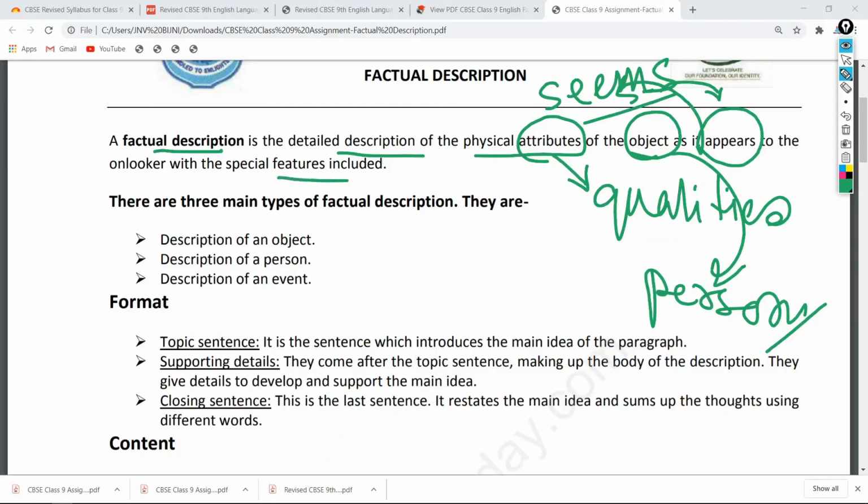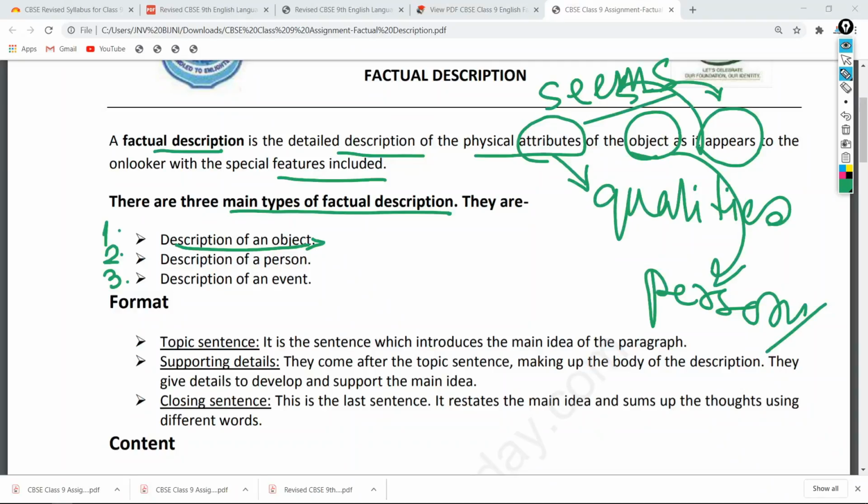With the special features included, there are three main types of factual description. You have to know those types very well. So there are three types, 1, 2, 3. First type is description of an object. Object means the thing.